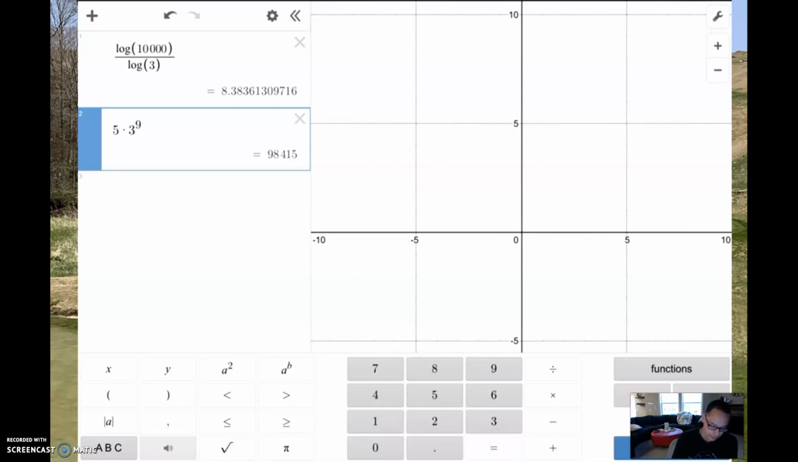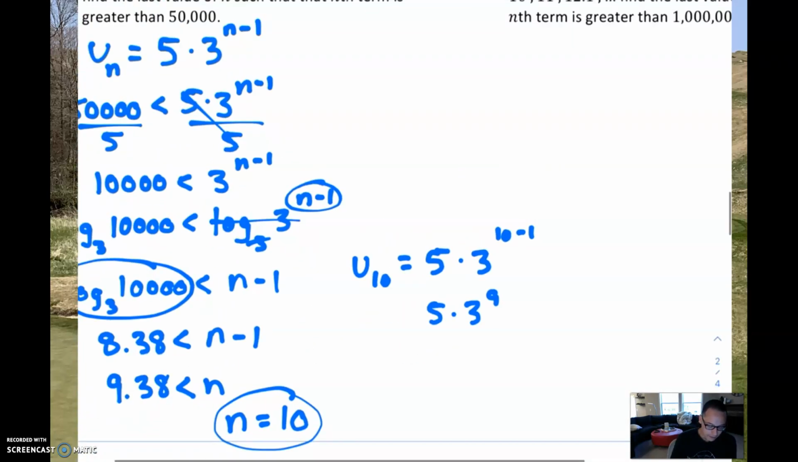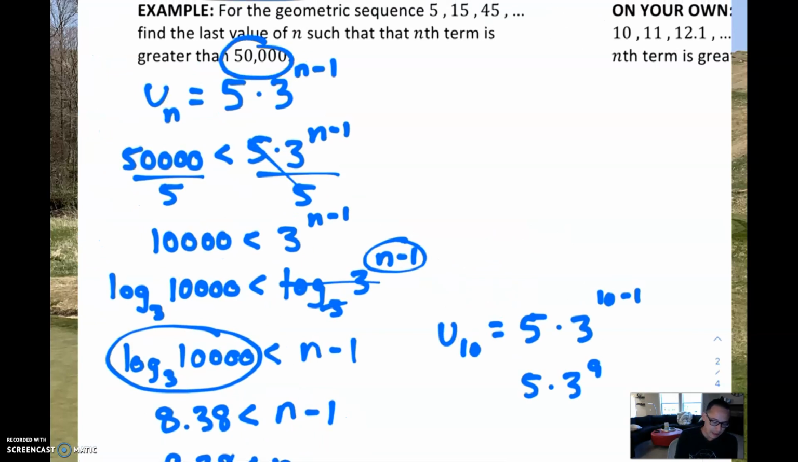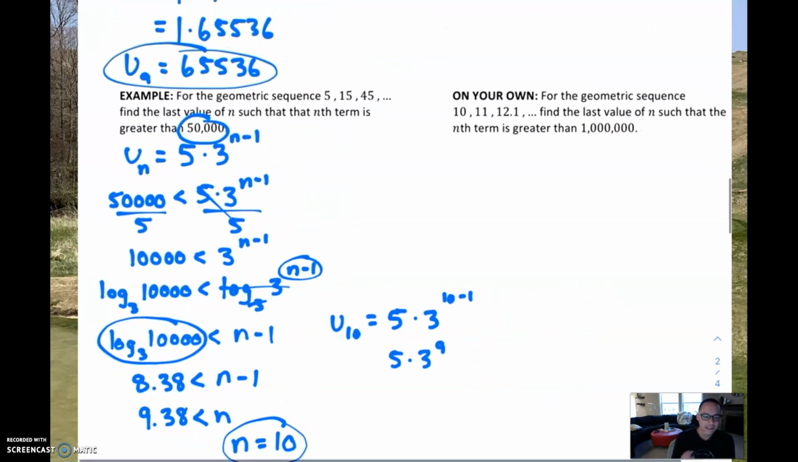If I want the term before it, we can just hit delete there and change that to an 8. The term before it would have only been 32,805. So we have found the first term, the 10th term, where the value becomes greater than 50,000. And that was just a little reminder about how logs work.